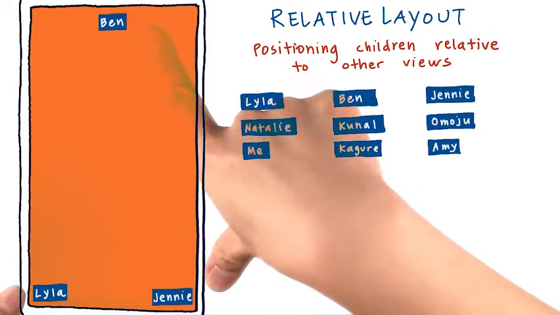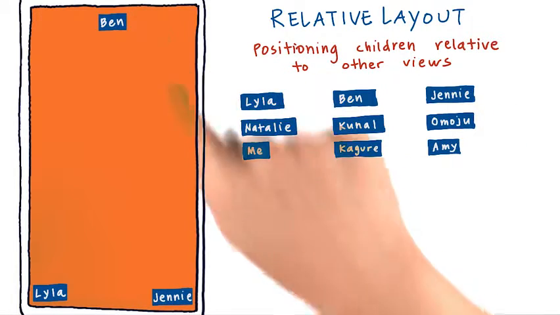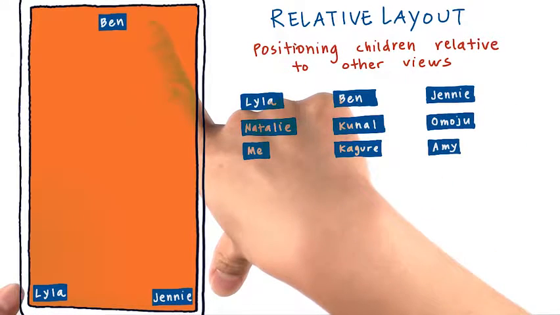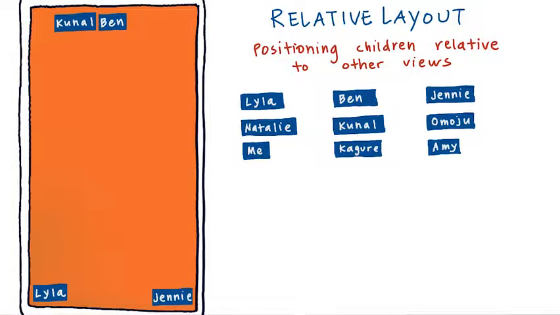Informally, you might call these three views the anchor views, because everyone else is positioned relative to these people, and these people won't move regardless of where everyone else is sitting. So let's add another person. We have Kunal here, who's located to the left of Ben. But how do we express that in XML?